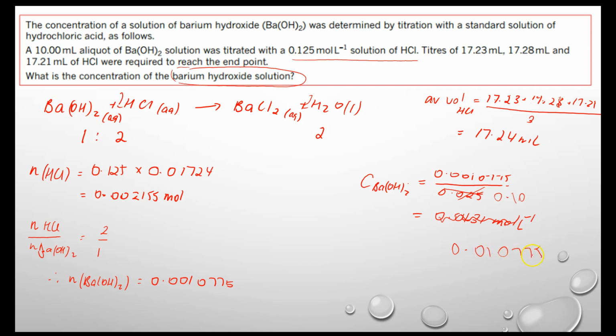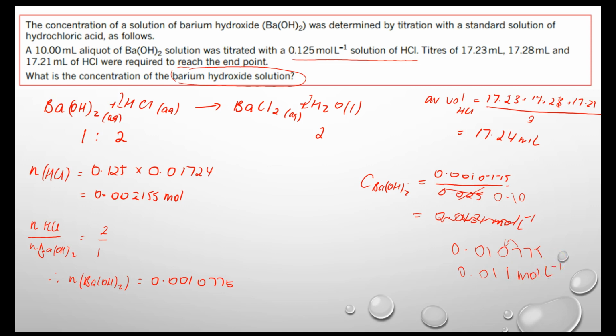equals a concentration of 0.010775. Now looking at the number of significant figures we've got, the smallest number is our 0.125 molarity. So we're going to round off here and we should get 0.011 moles per litre.